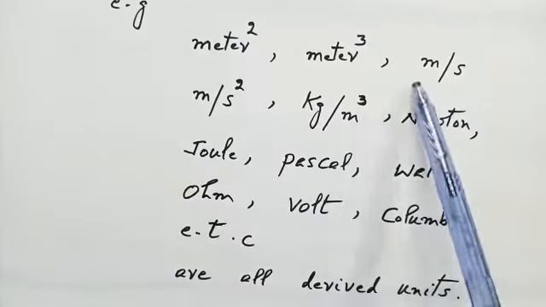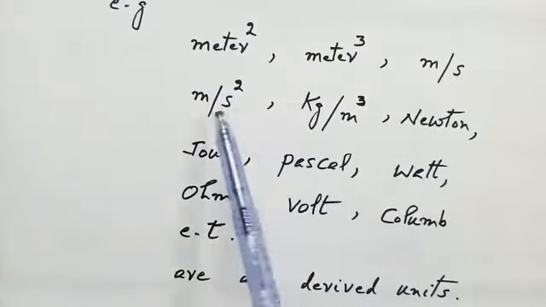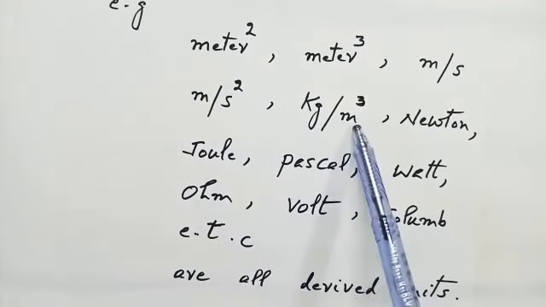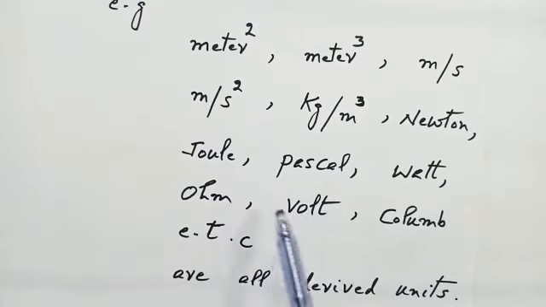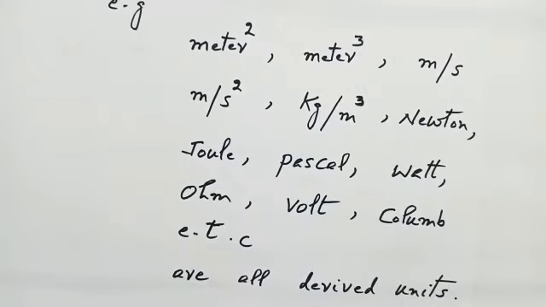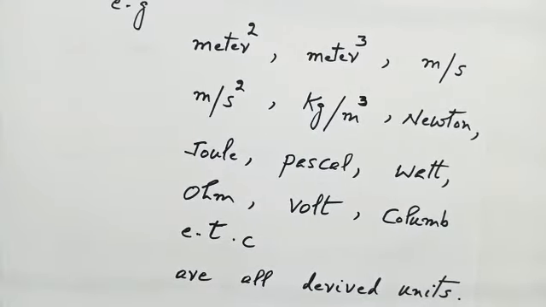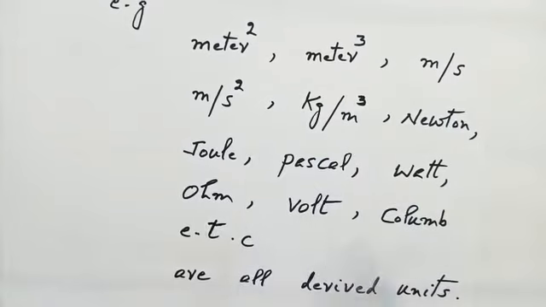All these are derived units. For example, meter square, meter cube, meter per second square, kilogram per meter cube, Newton, joule, Pascal, watt, ohm, volt, coulomb. All these are the derived units, and there are so many other derived units. So units of the derived quantities are called derived units.